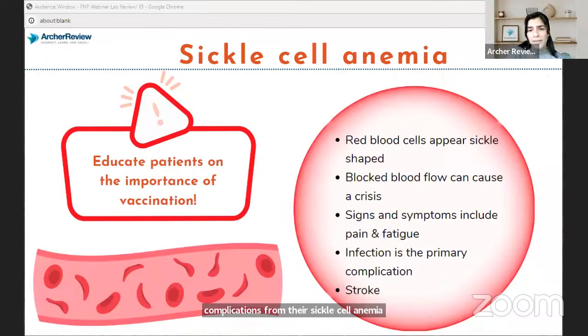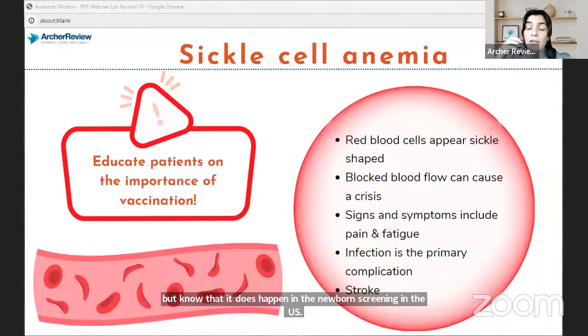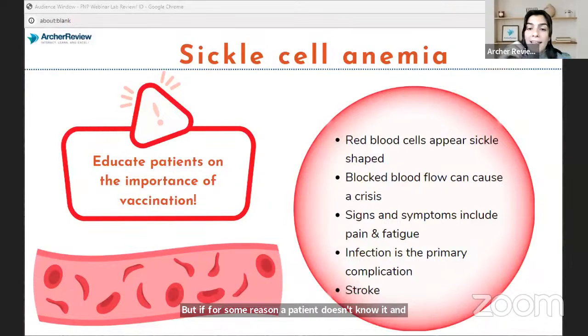So which patients are you going to be thinking about screening if they haven't already been screened or identified? It's more prevalent in your African, Mediterranean, Middle Eastern descent. But remember, both parents have to carry the sickle cell gene and pass both copies to the child. So most likely, if they were born in this country, they could have the genetic testing done, and it would be diagnosed early on. But know that it does happen in the newborn screening in the US. But if for some reason a patient doesn't know it and you're catching it on the CBC, then again, lab test ordering that hemoglobin electrophoresis will help you determine it if you're suspecting it.